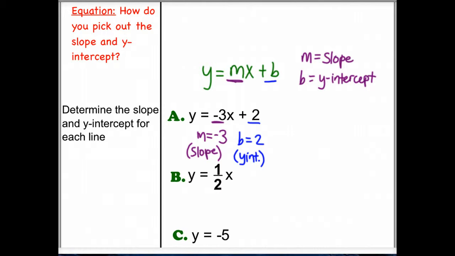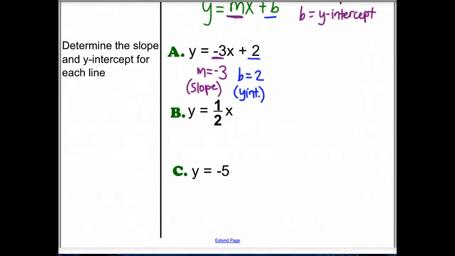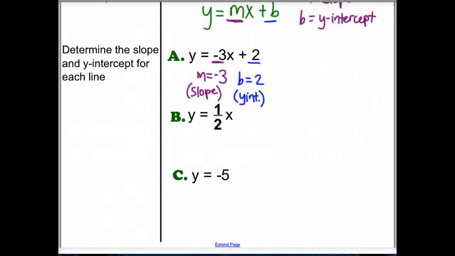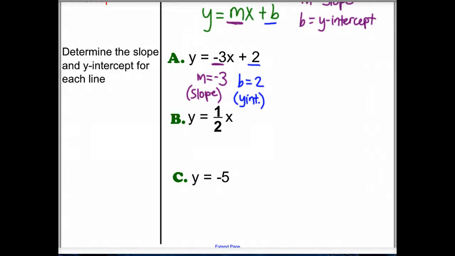So let's try the next one. y equals 1/2 x. If you look back at y equals mx plus b, I want you to notice right away that our slope is connected to the x term, so m equals 1/2. Now let's find the y-intercept. We actually have plus 0, so our b value is equal to 0.